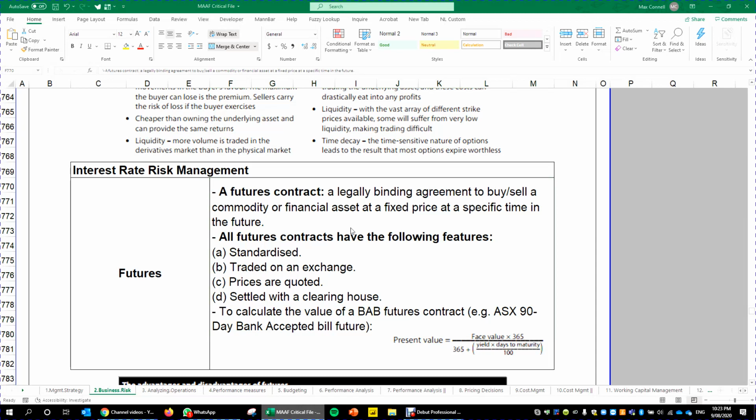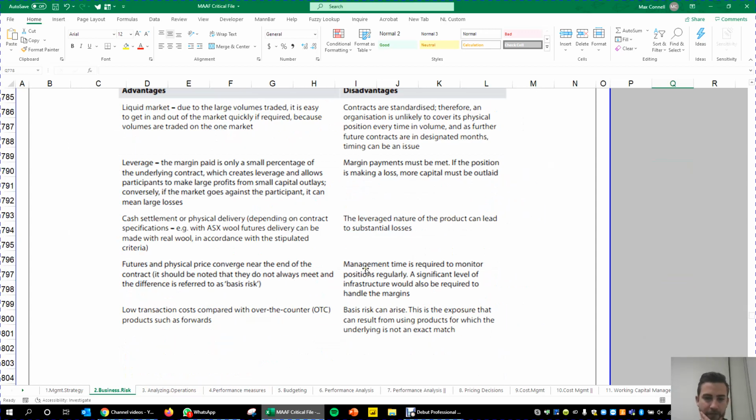Let's talk about futures next. A future is a legally binding agreement to buy or sell a commodity or financial asset at a fixed price at a specific time in future. And they all have the same characteristics. So number 1, they're standardized. Number 2, they're traded on an exchange. Number 3, prices are quoted. Number 4, settled with a clearinghouse.